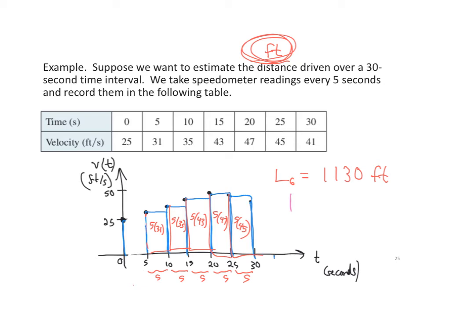Now what about the right endpoint approximation? Well, that's where we're going to use this last rectangle here. That's going to be 5 times 41. And notice I'm now missing this leftmost rectangle. So take a moment to calculate the right endpoint approximation of the distance. I got 1,210.